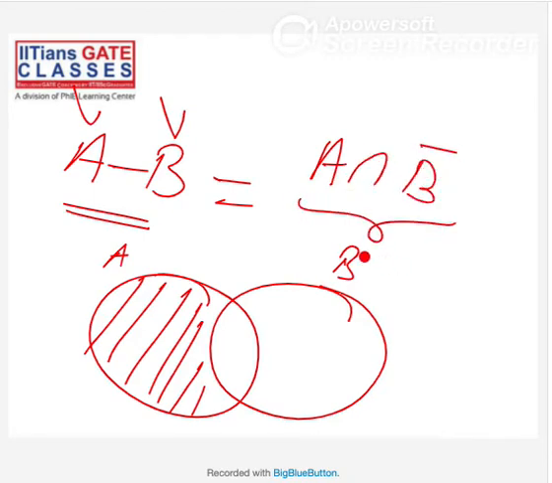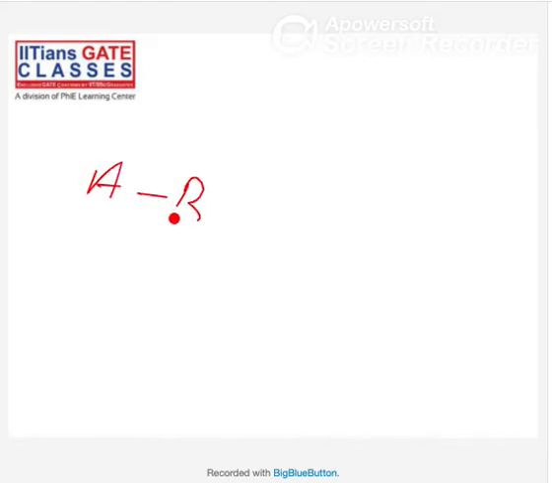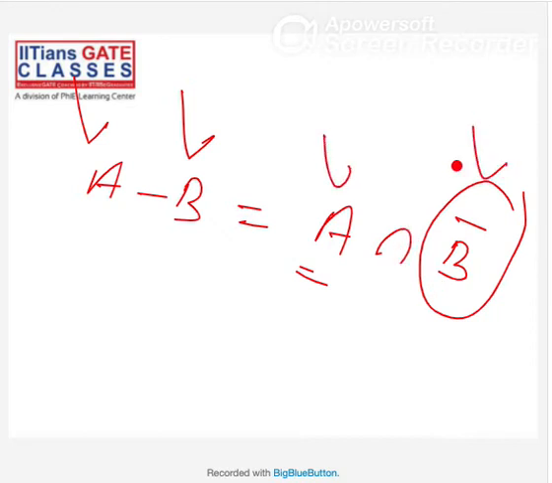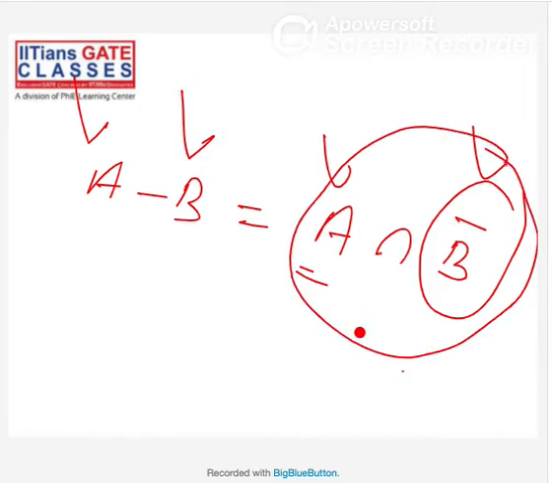You can also write this as A intersection B complement. So A minus B is nothing but A intersection B complement. Now let's assume A is a regular language and B is a regular language. We have seen that B complement will also be a regular language. So this is regular, this is regular, and we have seen that regular languages are closed under intersection, so this complete thing will also be a regular language.